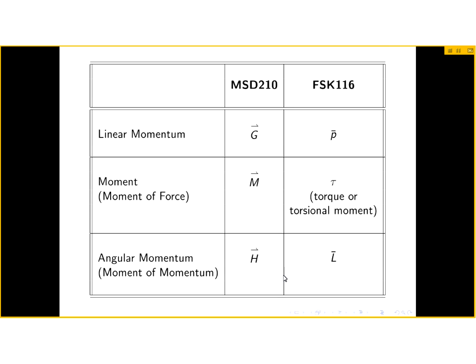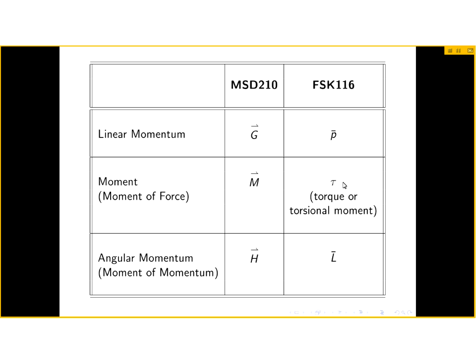Then linear momentum. Linear momentum is a vector, and therefore we use a vector symbol for that. We use the capital G with a half arrow overhead to indicate linear momentum, whereas in physics a small p with a bar was used. Then the moment of force, we've already seen this in the examples we've done with the cross product just now, the capital M with a half arrow, because of course force is a vector and the moment of force is also a vector because it's a cross product.